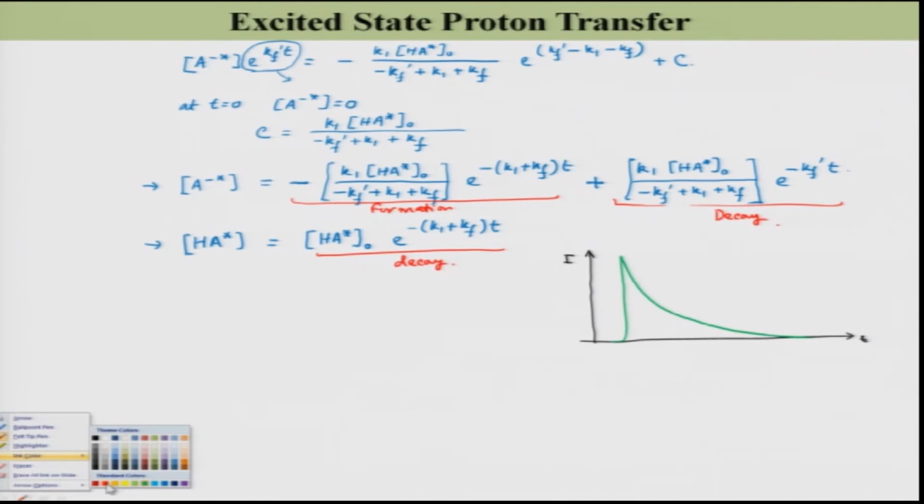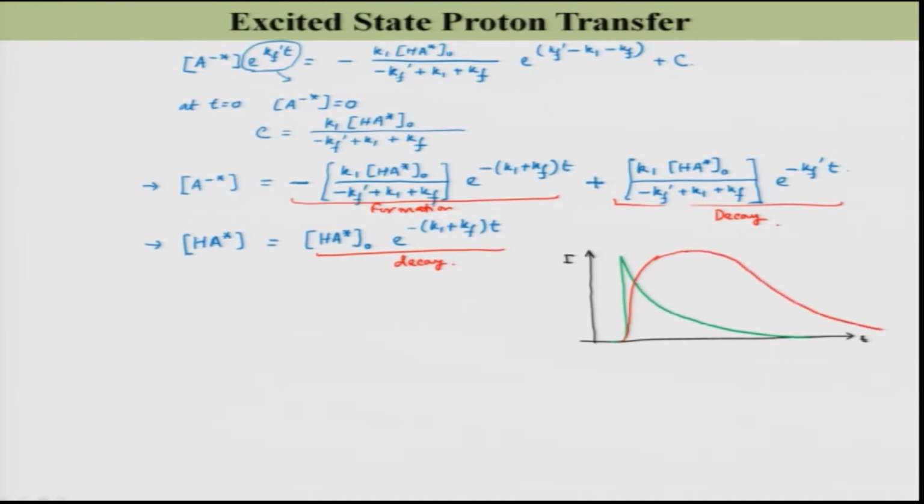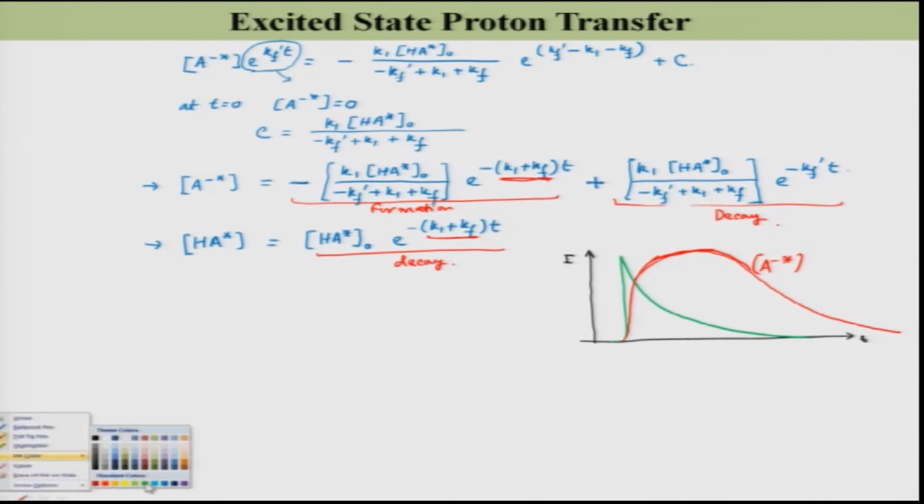But this A minus star will be, first there is a growth, and then there is a decay. Now, you see for the formation this rate constant and for the decay this rate constant are exactly the same. So, that is why I draw the formation from here till over here and then it will start decaying. So, this is for the A minus star and the other one is for H A star.